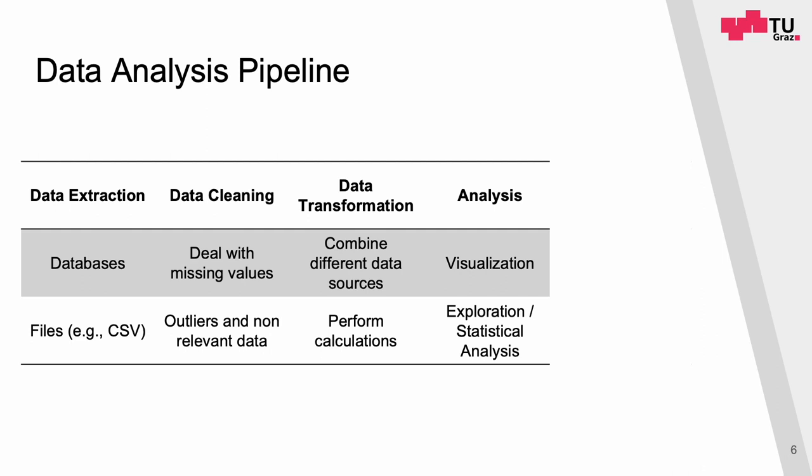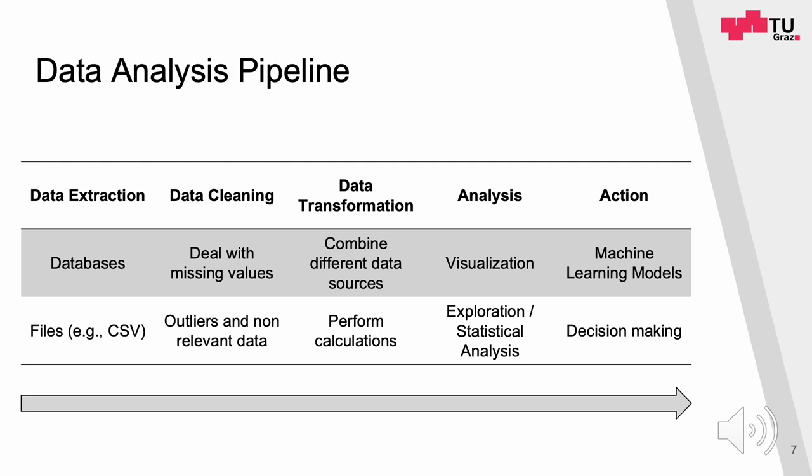After transforming the data into the desired shape and form and calculating our desired metrics, we can move on to the next step in the pipeline, which is the analysis. Here we typically start with a visualization of the data. For example, we could plot the average wage of men and women in each job position. And here we can then also apply some more advanced statistical analysis, which we will not cover in this course.